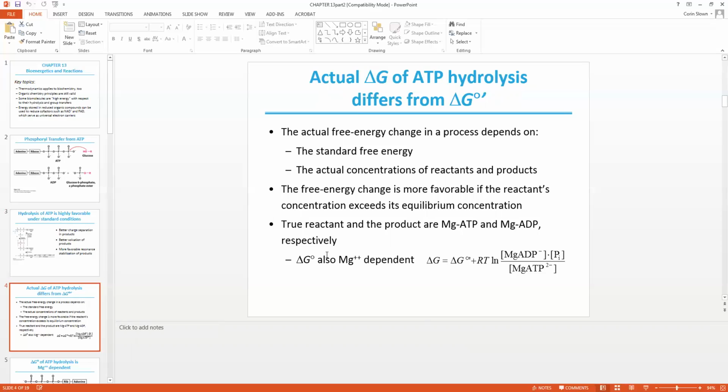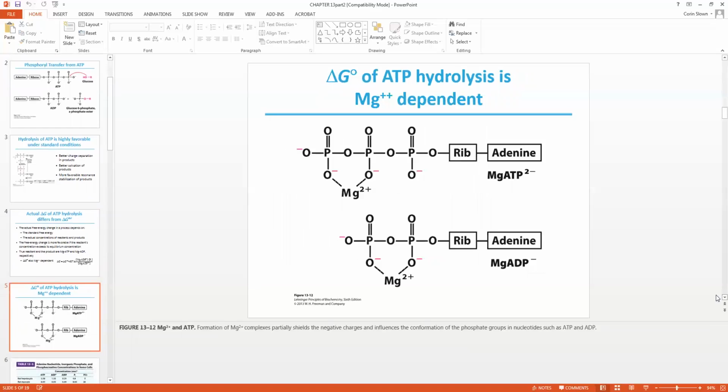So if I look at delta G, I know that that's going to be dependent upon magnesium. So I could write the following expression for the overall Gibbs free energy. The reason why ATP hydrolysis is dependent upon magnesium 2+ ions is because of the coordination. So you can actually see that here for both ATP and ADP.